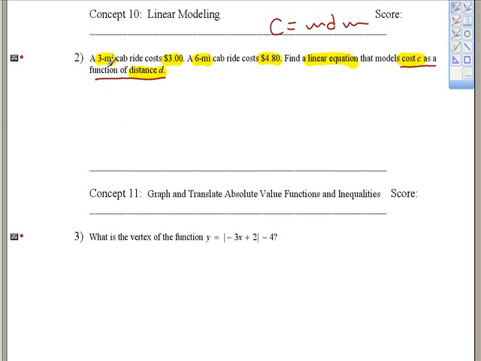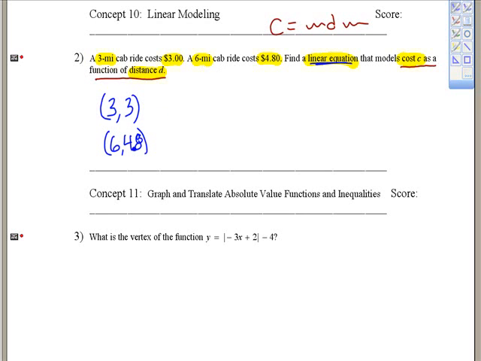They've given us basically data, some information. They've given us a 3-mile cab ride costs $3. So that means when the distance is 3, the cost is $3. And we also have another data value here. When the distance is 6 miles, the cost is $4.80.